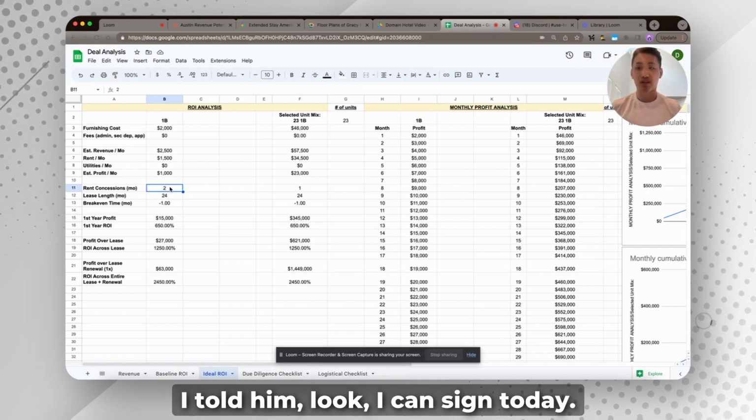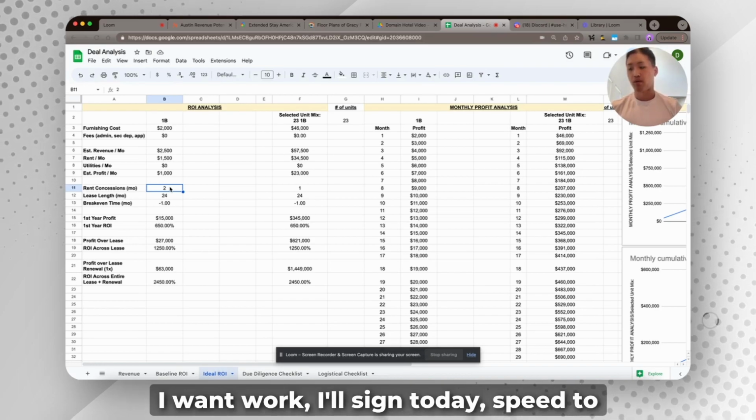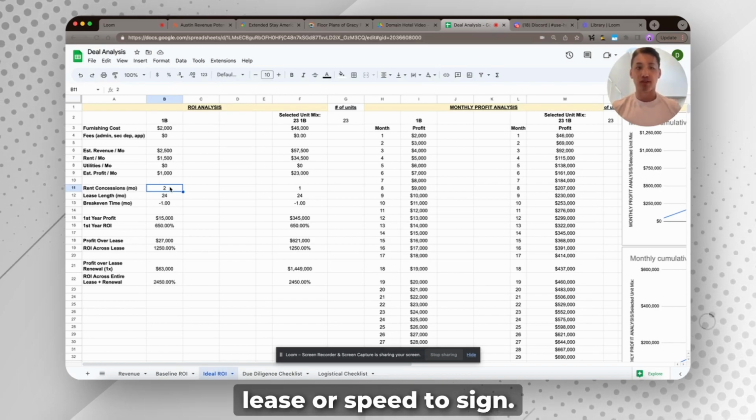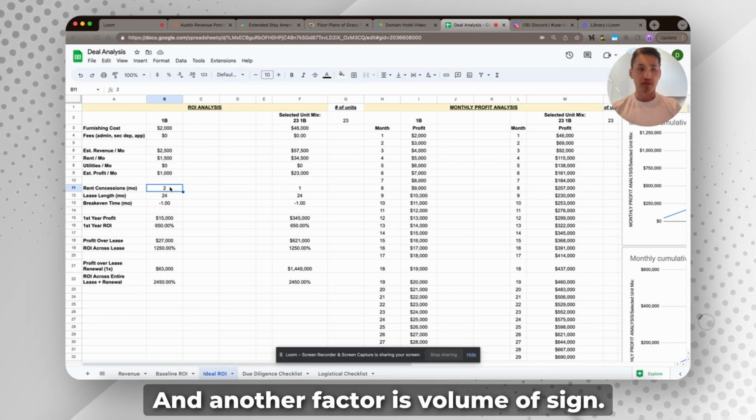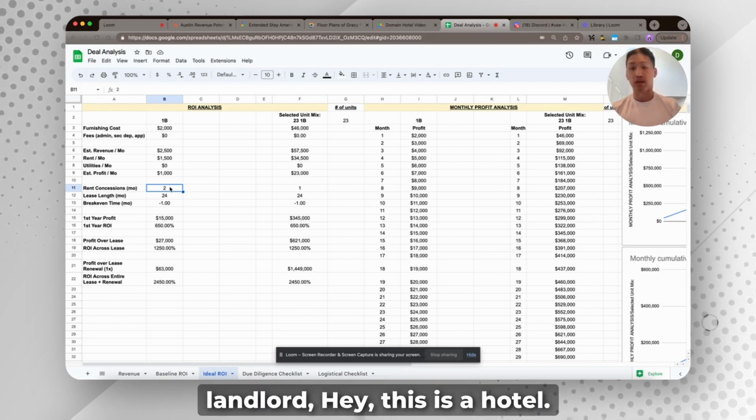I tell the landlord, look, I can sign today if we make it work. If you can make what I want work, I'll sign today. Speed to lease or speed to sign. And another factor is volume of sign. So I'm signing 23. I'll tell the landlord, hey, this is a hotel.